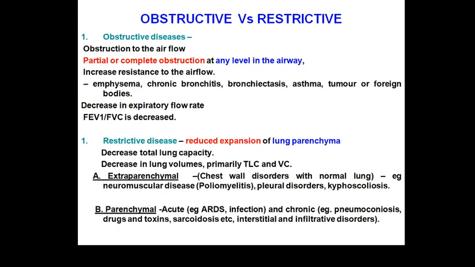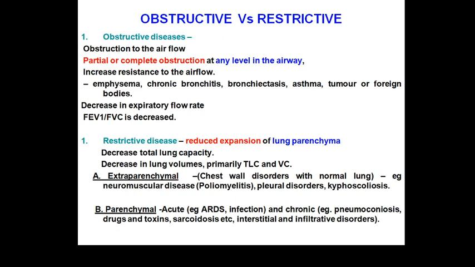Now we will start the pulmonary pathologies. First we will study the obstructive and the restrictive pulmonary diseases. Now the diffuse pulmonary diseases are broadly classified into two categories. One is obstructive diseases, another is restrictive diseases.